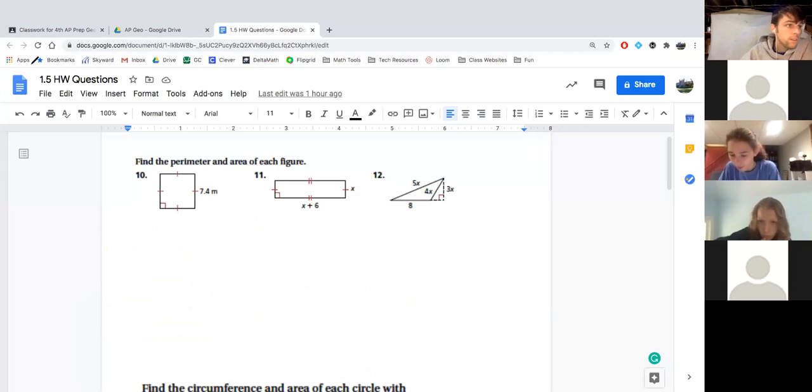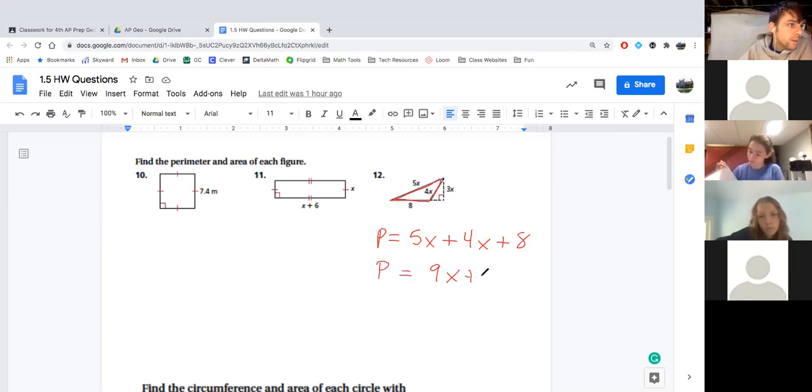So for a triangle, for perimeter, it's just a matter of adding all the sides. So our 3 sides are 5x, 8, and 4x. So for the perimeter, we just want to add up all our sides. Those are all sides of the triangle, right? So combine like terms, pretty straightforward. We get 9x plus 8 being our perimeter.